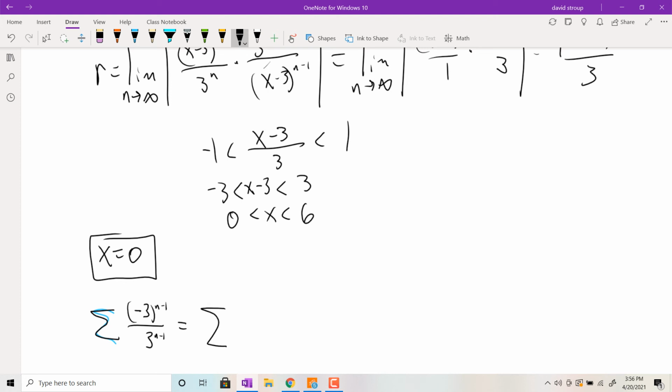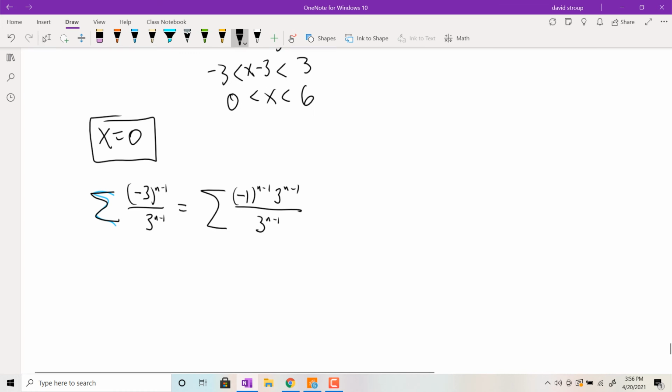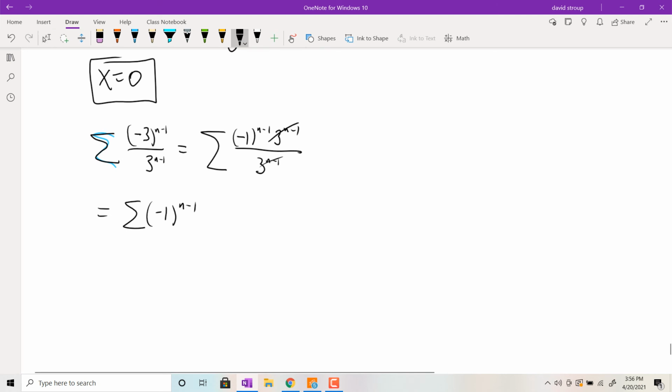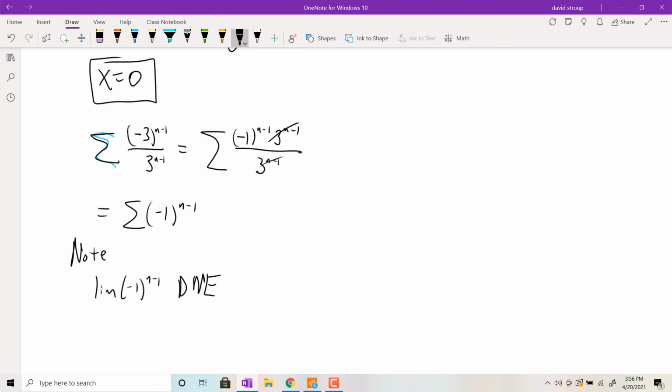You could rewrite negative 3 to the n minus 1 as negative 1 to the n minus 1 times 3 to the n minus 1. Okay. And then you could simplify by removing these, and you get the series of negative 1 to the n minus 1. Here you can either do a geometric series and say the r value is not less than 1, therefore it's divergent, or the nth term test for divergence. So note, I like to use the nth term test. Negative 1 to the n minus 1. That limit does not exist because the even terms go to negative 1 and the odd terms go to positive 1.